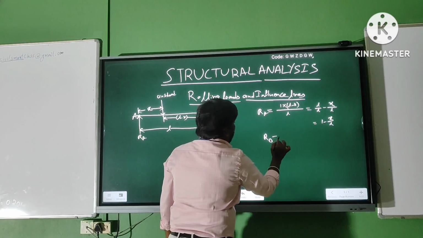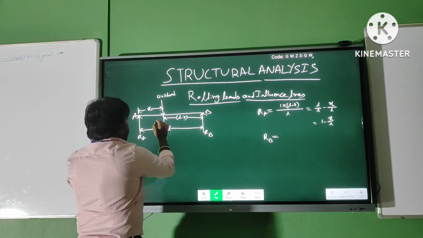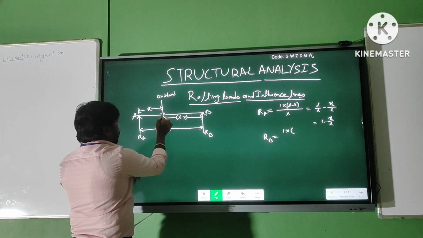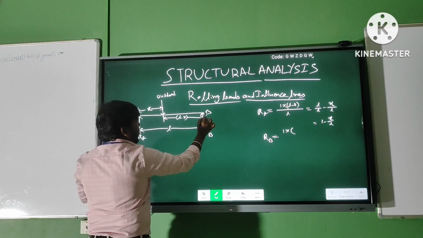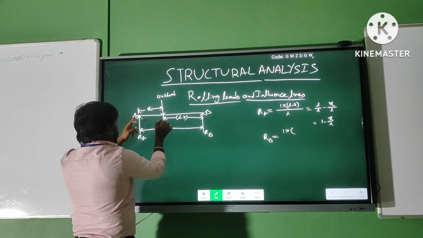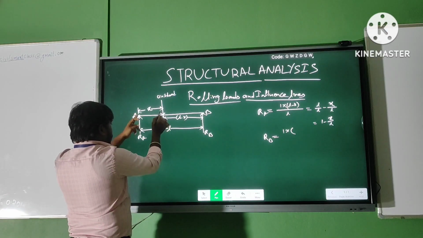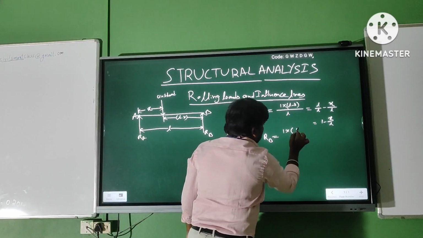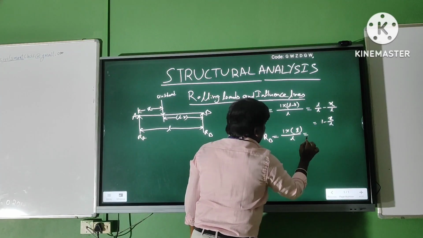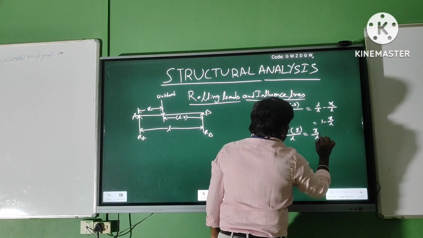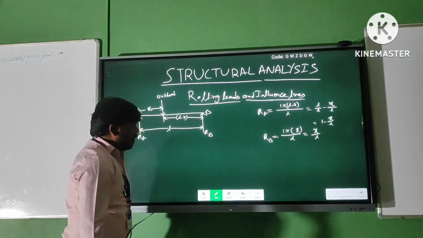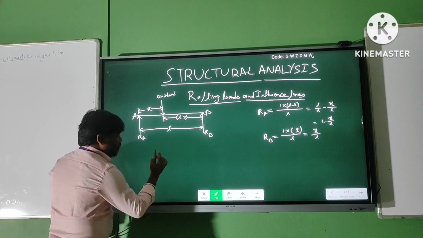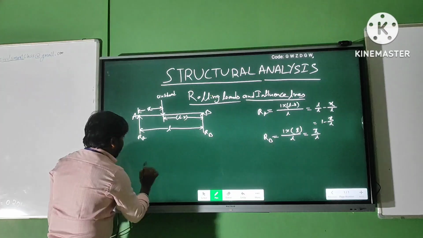And what will be the RB? Same here, the load multiplied by the distance from the load to the opposite support, that is X, divided by the total length, X by L. So these are the reactions here. Now we can draw the influence lines. First we will draw the influence line for RA.